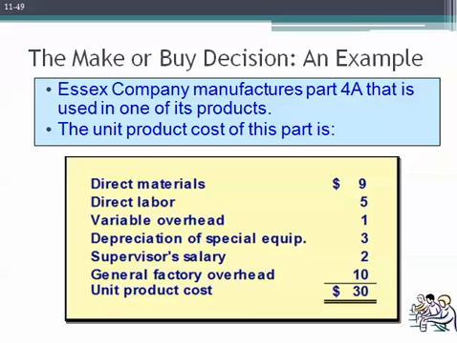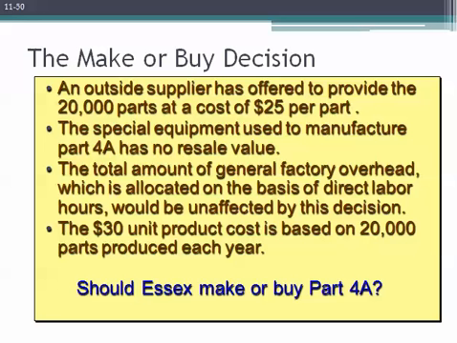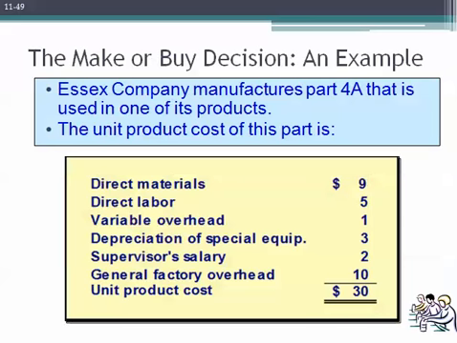Let's consider an example. For the Essex company, they manufacture a part called Part 4A that's used in one of its products. And the unit product cost of the part is given as follows. We've got a direct material cost, direct labor, we incur variable overhead, depreciation on special equipment, supervisor salaries, and general factory overhead. And our total unit cost is $30. If we've been approached by an outside supplier to provide 20,000 of the parts at a cost of $25 per part, should we buy the part or should we continue to make the part? Recall the part was costing us $30 to make internally.